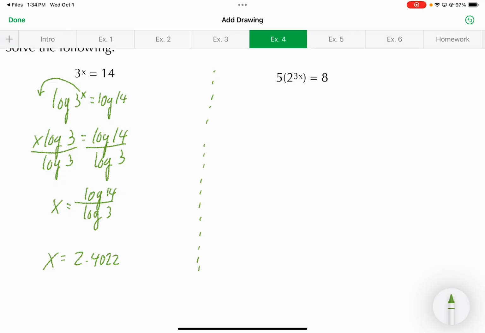What should we do first? Divide both sides by 5. Yes. Please don't multiply the 5 and the 2. You can't. Why not? Because they don't have the same base, or they're not both exponents with the same base. If they had the same exponent, there is something you could do to interact between them. But because 2 has the exponent of 3x, I cannot multiply the 5 and the 2 by each other. So I need to divide both sides by 5 first. So I would get 2 to the 3x equals 8/5.